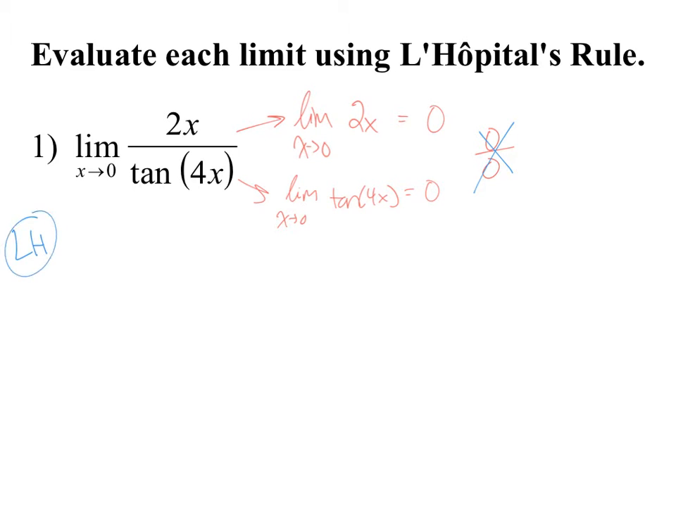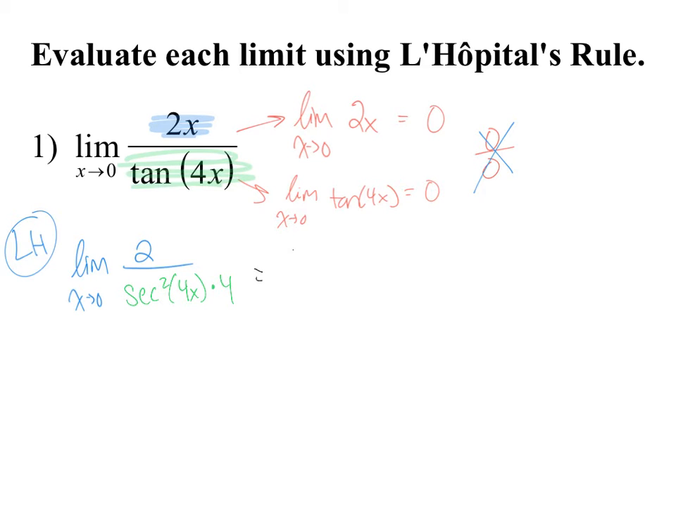And I like to write a little LH to say, like, I'm doing L'Hopital's rule, but you don't necessarily have to do that. You can just jump right into it. So what we're going to do in order to actually use this rule is we're going to find the derivative of each piece. So the derivative of 2x is going to just be 2, and then our derivative of the tangent of 4x, we're going to remember those rules. It's going to be secant squared of 4x, but chain rule says multiply by the derivative of the inside, so times a 4 there.